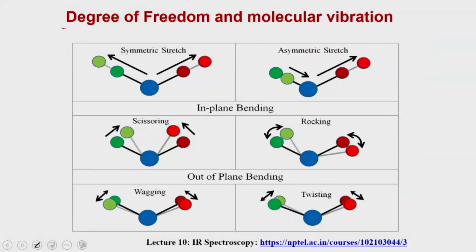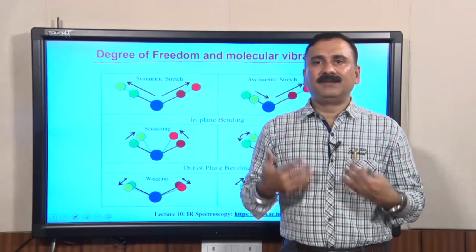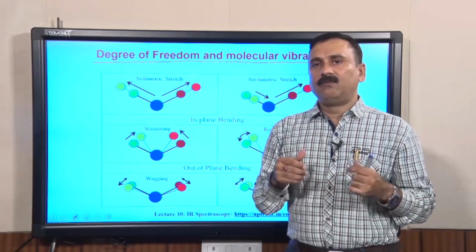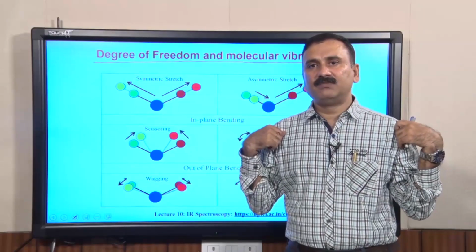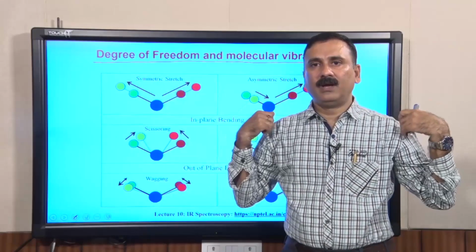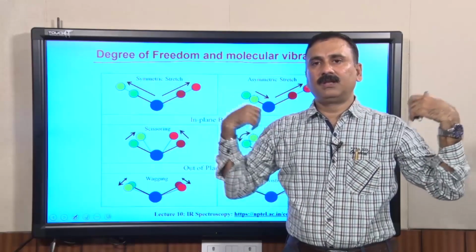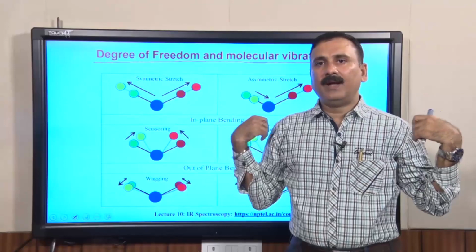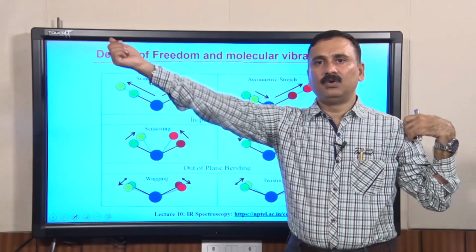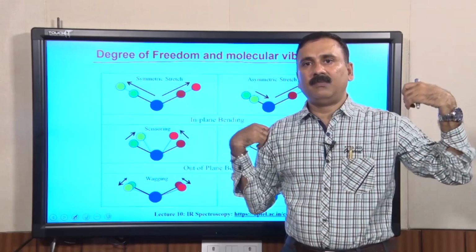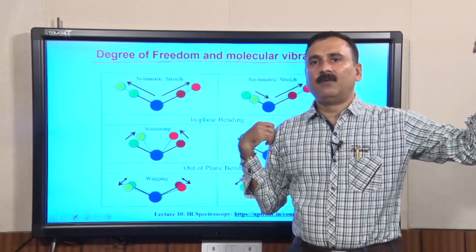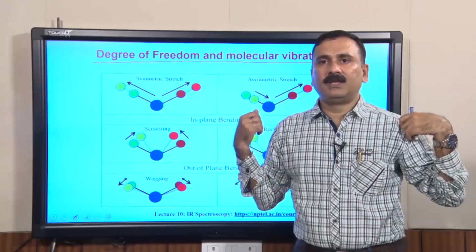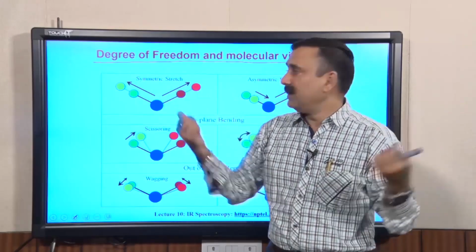Degrees of freedom can be of different types, and you can have symmetrical stretching. If 3 atoms are present in a molecule, and you imagine one as the central atom, then the stretching of the 2 other atoms could be symmetrical in nature, which means at the same time the 2 atoms are going far away and coming back. This is called symmetrical stretching. Whereas it could be asymmetrical, which means if one atom is approaching, the other one is going away. That is called asymmetrical stretching.